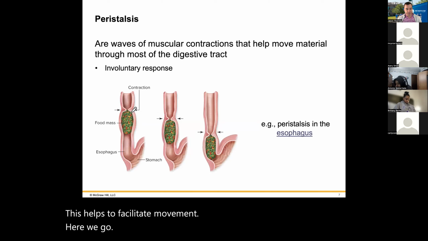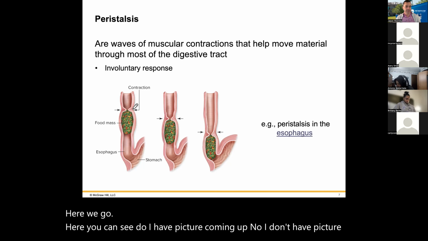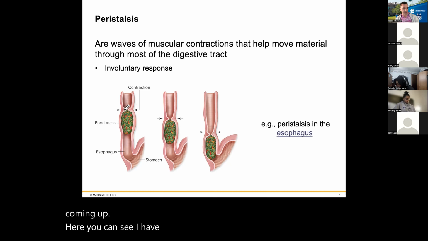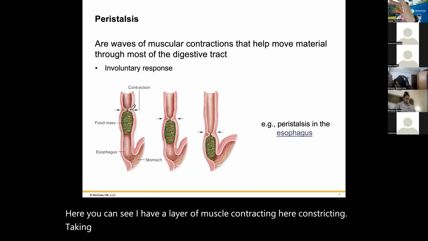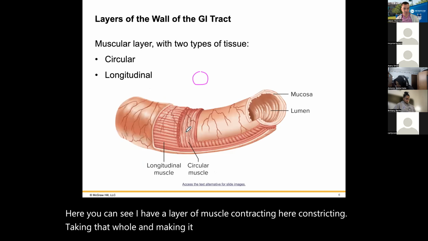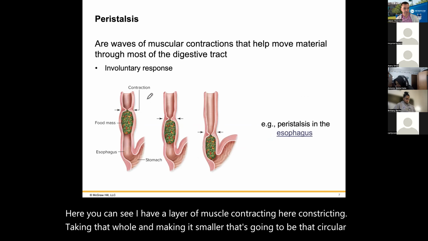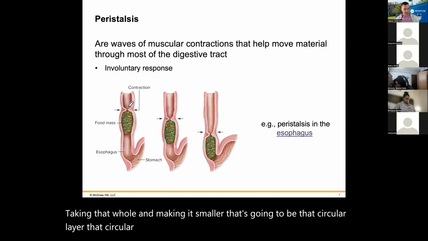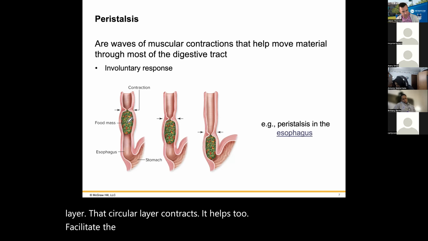Here you can see I have a layer of muscle contracting, constricting, taking that hole and making it smaller. That's going to be that circular layer. That circular layer contracts and helps to facilitate the movement of food forward through the system.